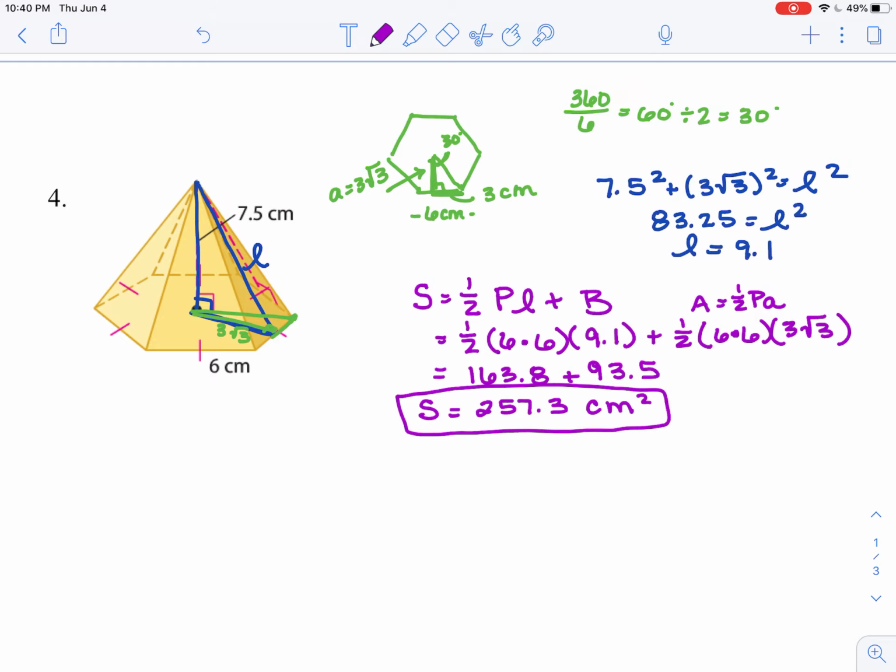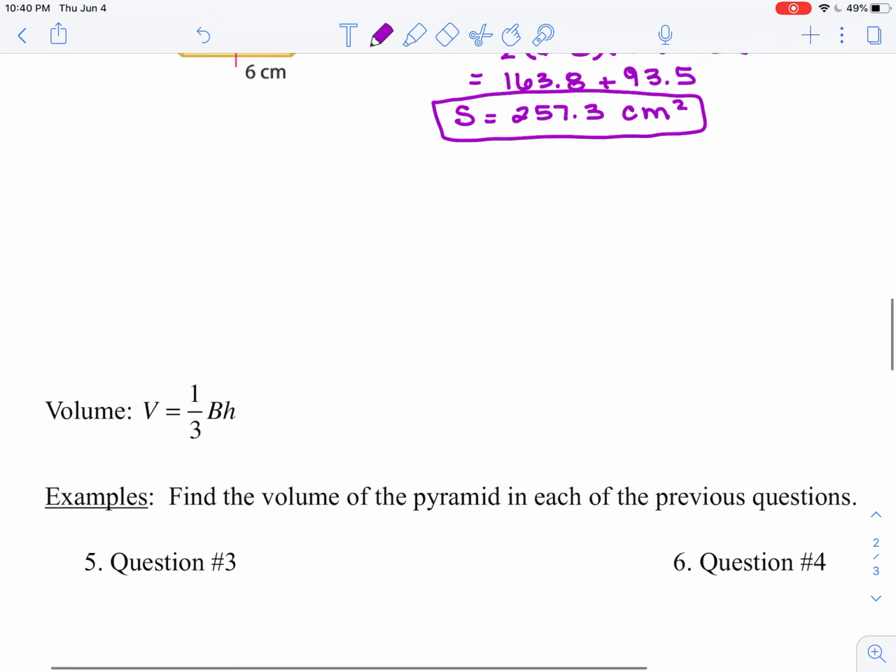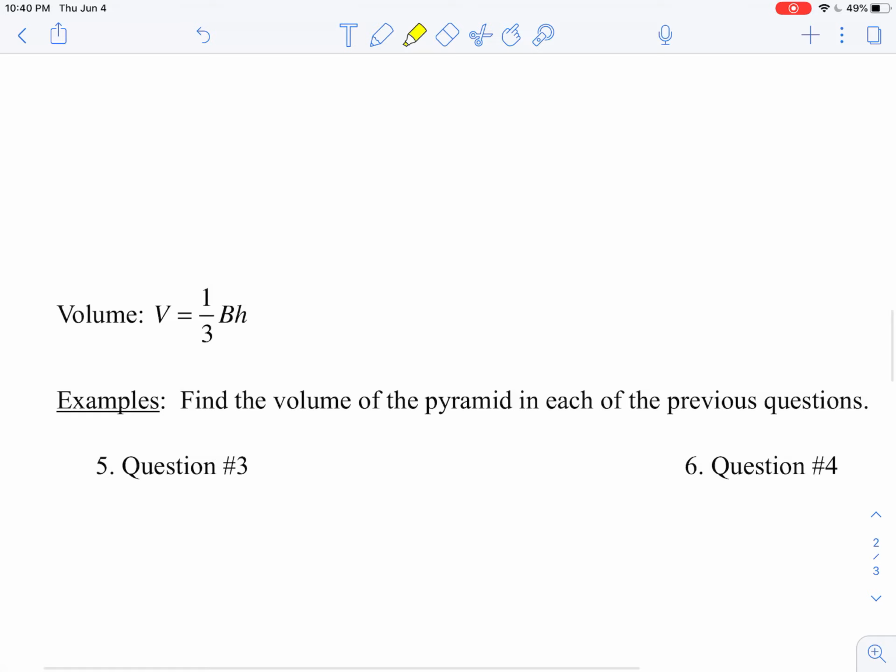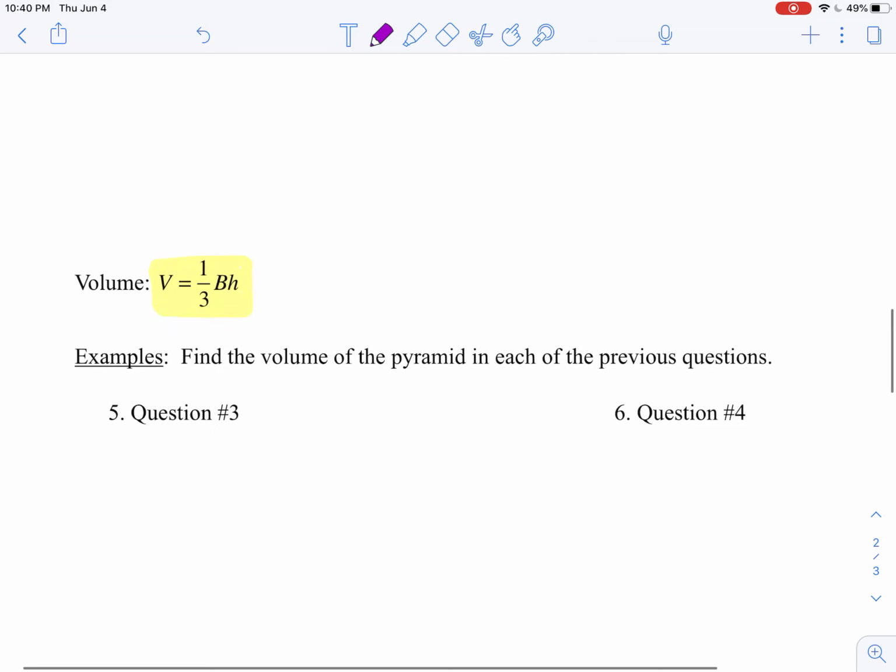And then our last formula for today is the volume for a pyramid. Volume for a pyramid is 1/3 area of the base times the height. So this is now the normal height perpendicular to the base. In questions 5 and 6, we're asked to find the volume of a pyramid from a previous question. So for question number 5, we need to go back and look at the pyramid from question number 3. So we need the area of the base and the height of the pyramid.